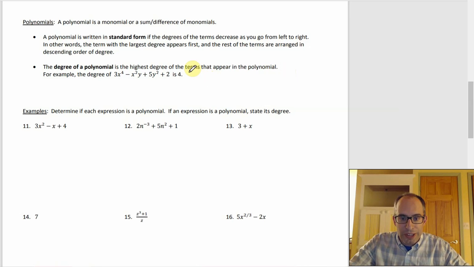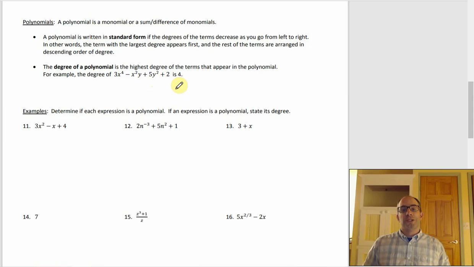So like for this thing here, the degree is 4, because if you go term by term, the degree of the first term is 4, because you've got x to the 4th in it. The degree of the second term is 3, because you have to add the exponents, 2 plus 1. The degree of the third term is 2, and the degree of the fourth term is 0, since that's a constant. So out of 4, 3, 2, and 0, the biggest is 4, that's the degree of the polynomial. And that's how this works.